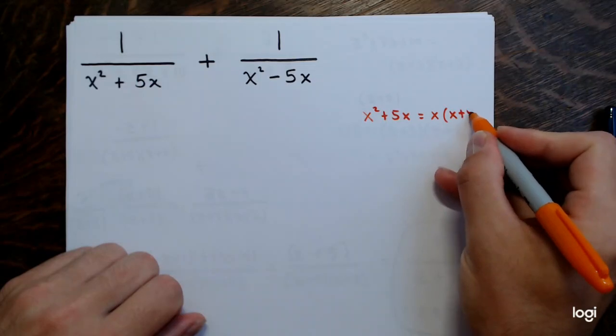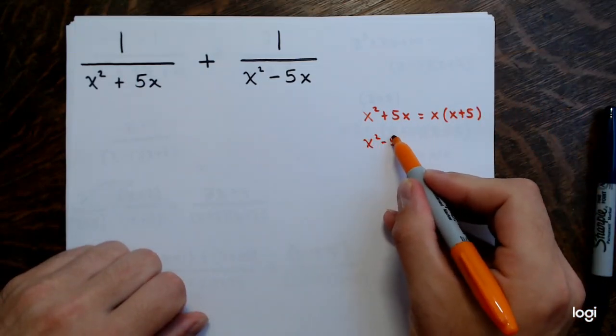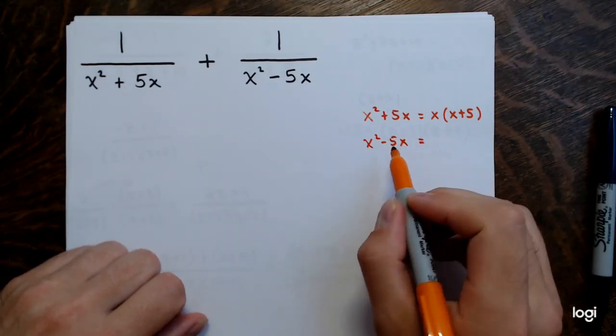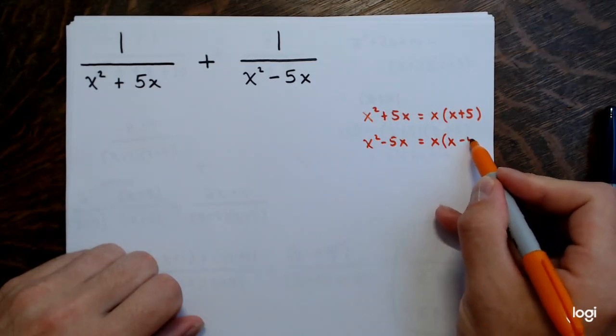That's x times x plus 5. And then the other denominator, x squared minus 5x. Again, these two terms have a greatest common factor of x. I pull that out. X times x minus 5.